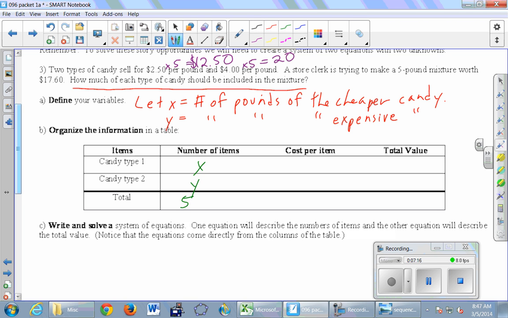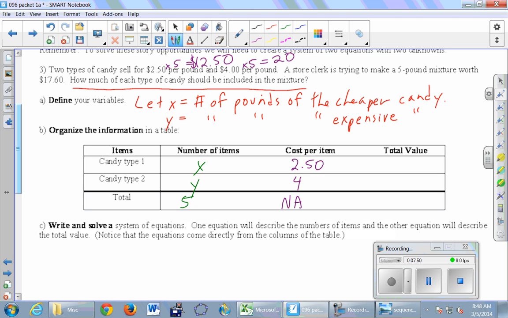Okay, next column is the cost per item. This is usually the easiest to fill in because it's all given. The first candy, what's the cost per pound? It's $2.50. And the second candy is $4. Sometimes I get fancy and I put a big X through that last one there, but the cost per pound doesn't make sense in terms of a total. So we're not going to put anything down there. It's not applicable.